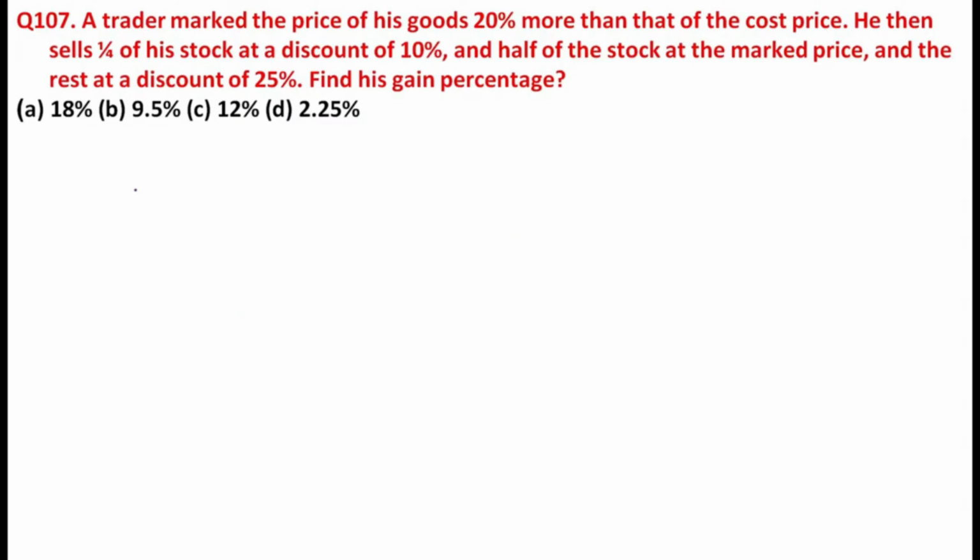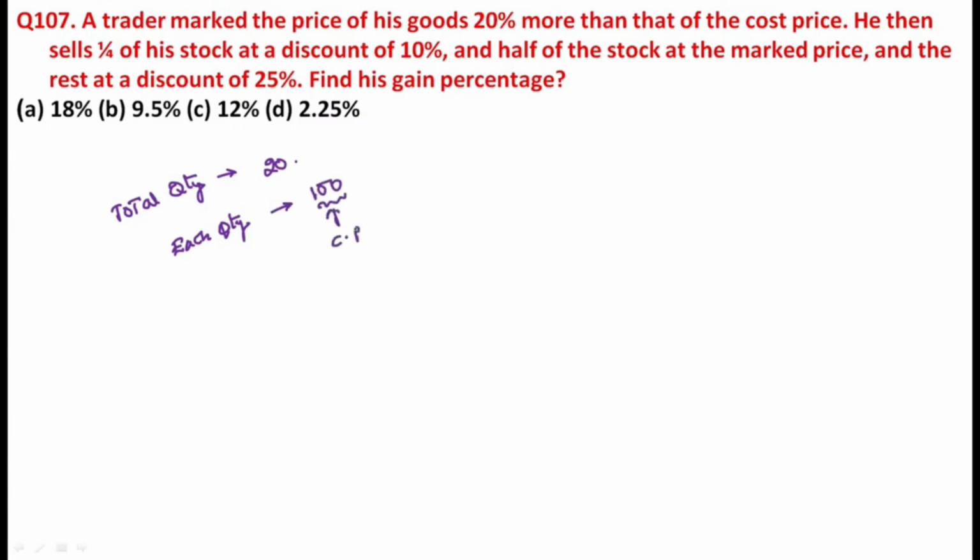The next one, see: a trader marked the price of his goods 20% more than the cost price. Then he sells one fourth of his stock at a discount of 10%, half of the stock at market price, and the rest at a discount of 25%. Find the gain percent. Assume the total number of quantities, which is most important. I just consider 20. Total quantities are 20. Now each quantity value, I just consider 100, for example.